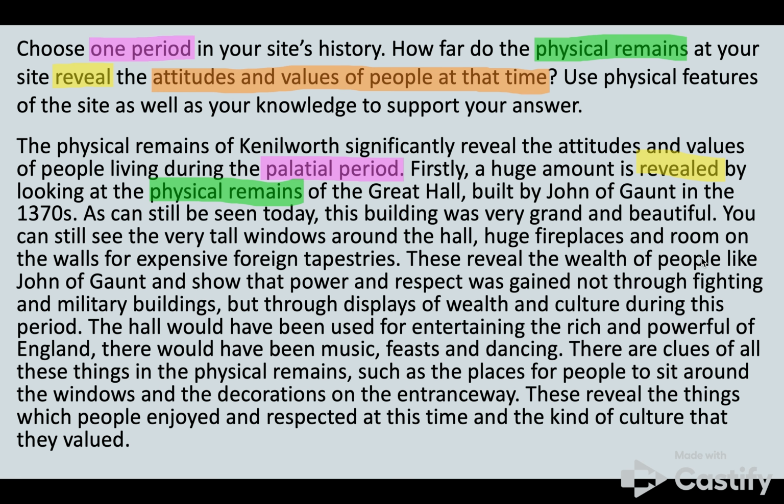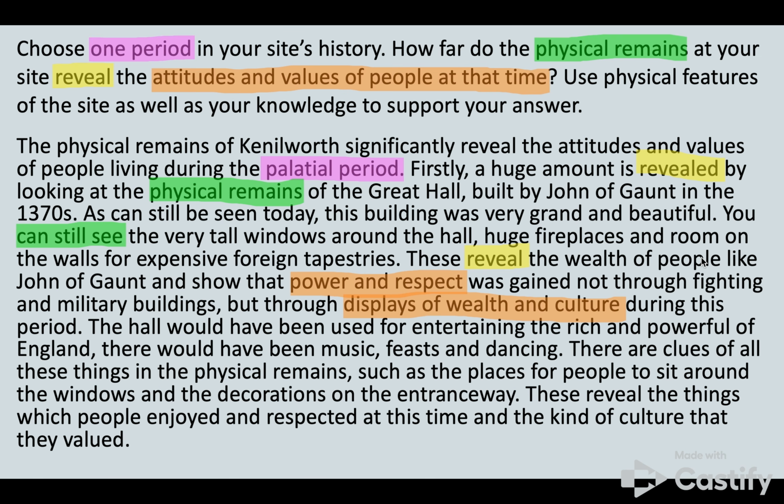As can still be seen today, using this idea of physical remains, this building was very grand and beautiful. You can still see very tall windows around the hall, huge fireplaces, and room on the walls for expensive foreign tapestries. These reveal, so I'm linking back to the question, these reveal the wealth of people like John of Gaunt and show that power and respect was gained not through fighting and military buildings, but through displays of wealth and culture during this period.